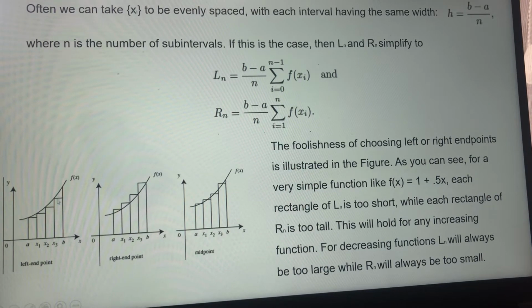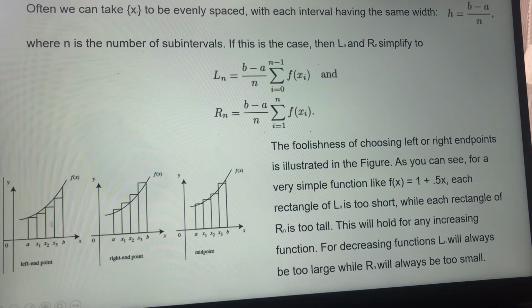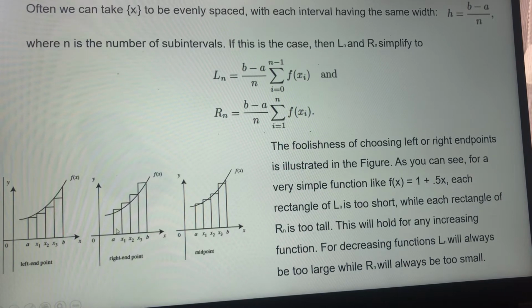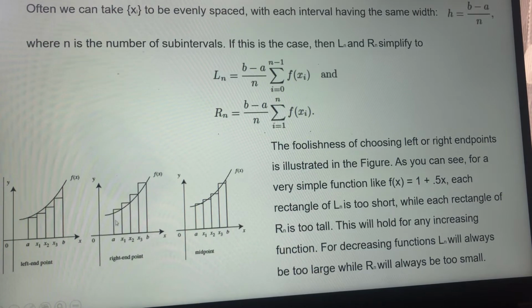Each rectangle, we are taking the height from the left one. For the first one, the base is x1 minus a, the height is f of a. For the second one, f of x1, for the third, f of x2, for the fourth, f of x3. But if we are taking the right point, you can see that the first rectangle, we are taking f of x1, not f of a for the height.